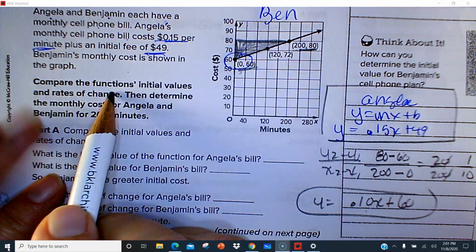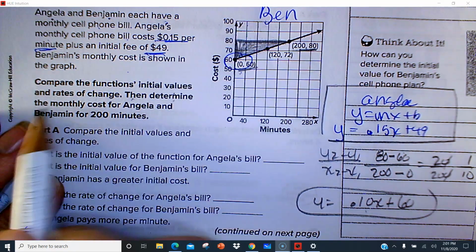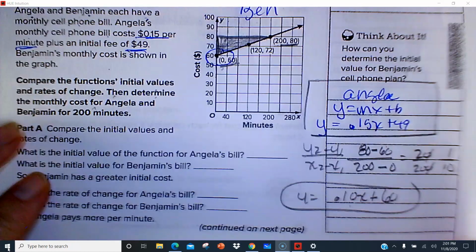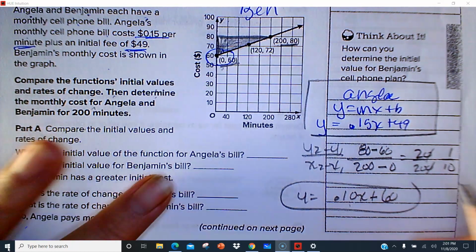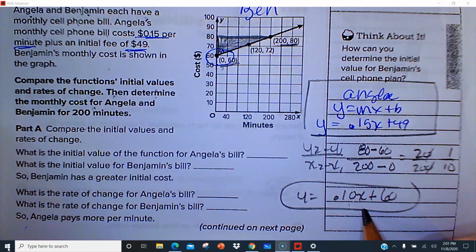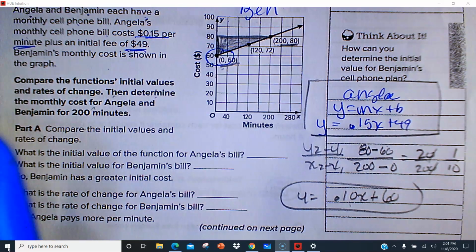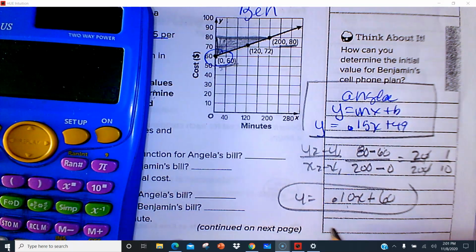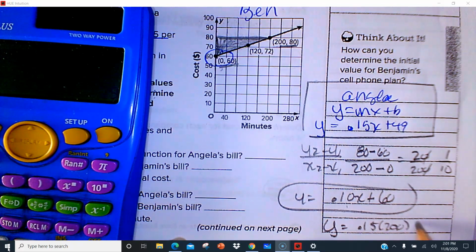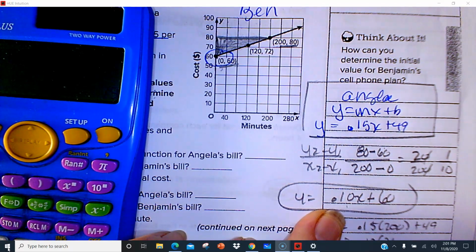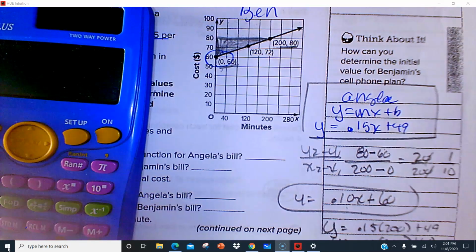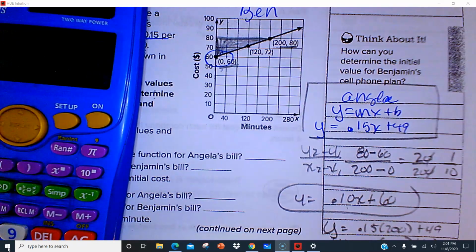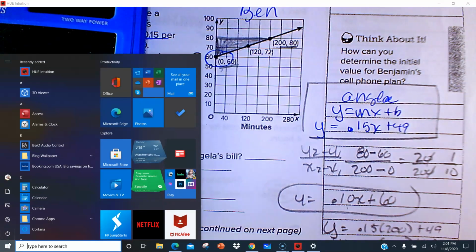Now, compare the functions' initial values and rates of change, then determine the monthly cost for 200 minutes. So now we put 200 in. So what happens when it's 200? You can use your calculator if you want. 0.15 times 200 plus 49. So what happens when I put in 0.15 times 200 plus 49? Or what happens when I put in 0.10 times 200 plus 60? You guys put those answers in and see what you get.